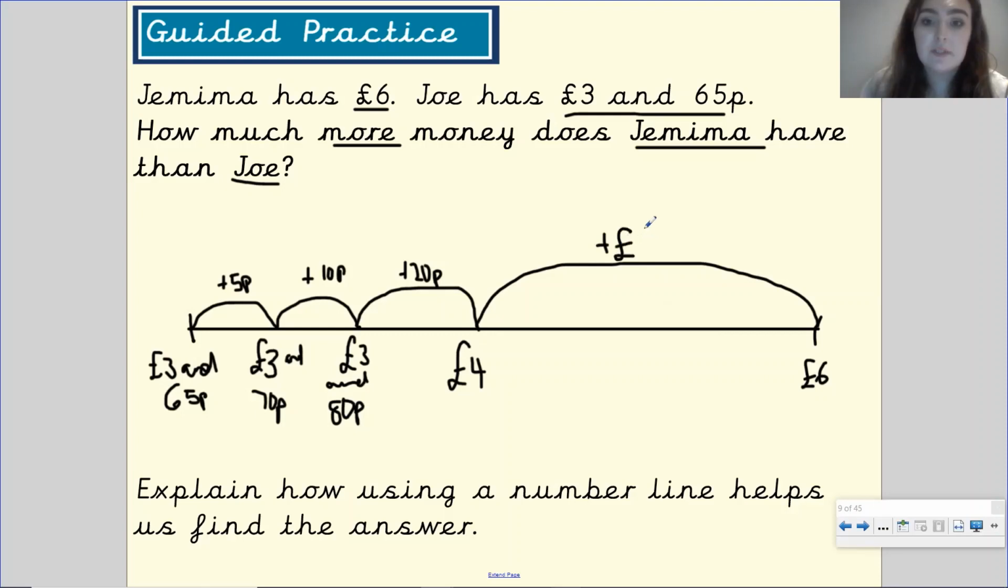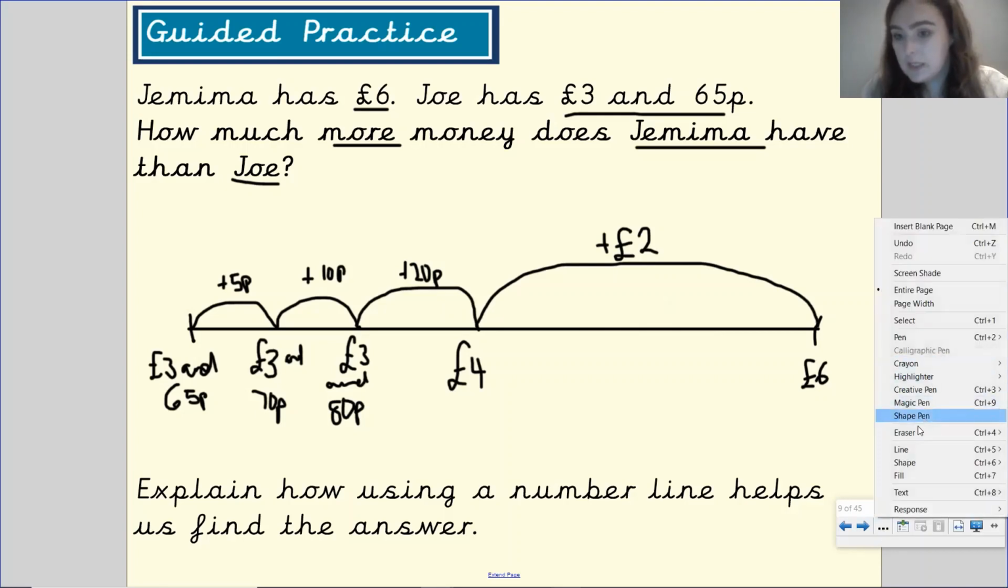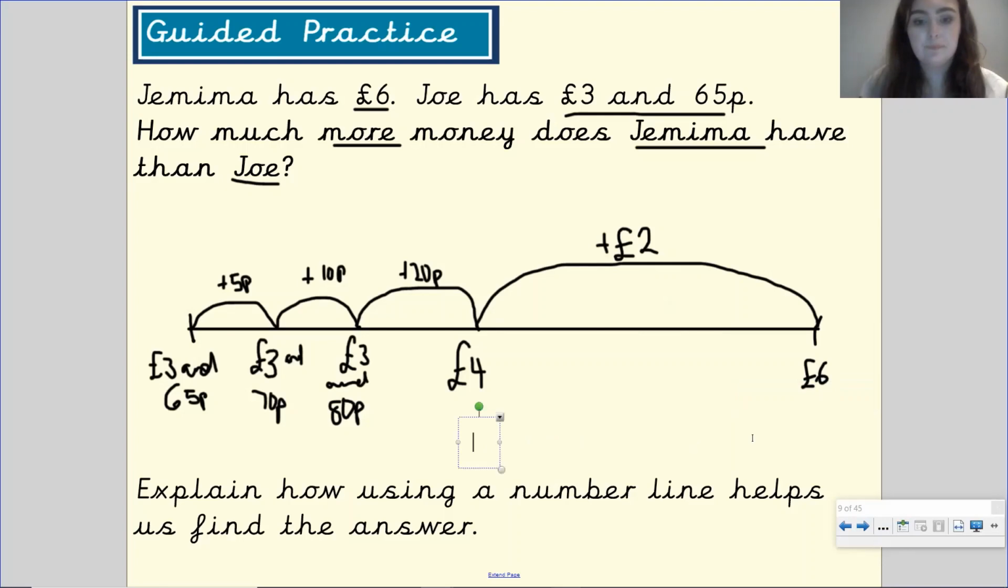Well done if you said £2. Now we need to put these amounts together, which is £2 and 20, add 10 is 30, add 5 is 35. So it's £2 and 35 pence. And that is the difference between Jemima and Joe's amounts of money.